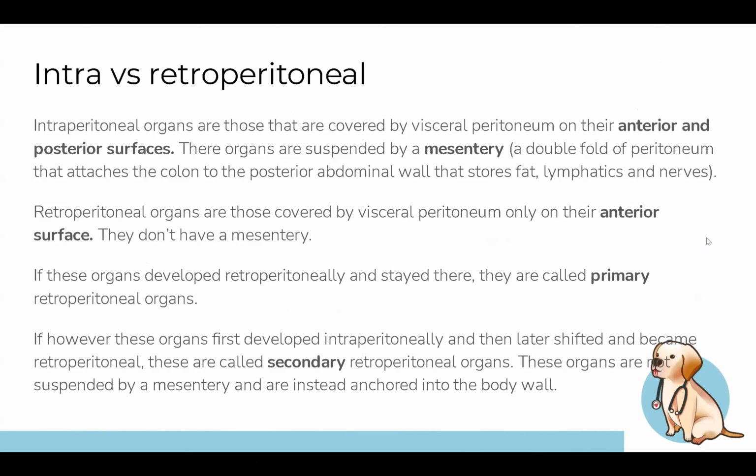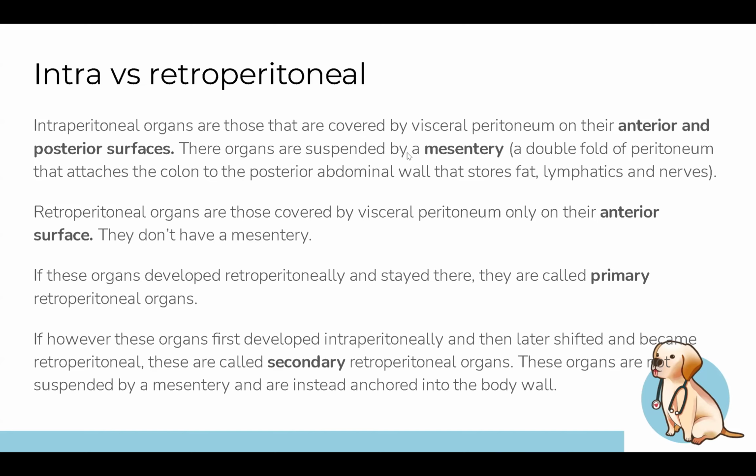Okay, and it's also important to note that the intraperitoneal organs are suspended by a mesentery, whilst the retroperitoneal organs are not suspended by mesentery because they're literally just embedded into the posterior wall. Whereas the stomach, for example, is not embedded into the posterior abdominal wall. It needs something to attach to so it doesn't float around. That's why we have a mesentery.